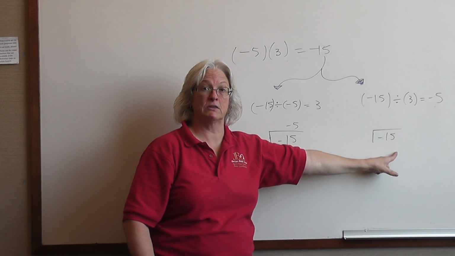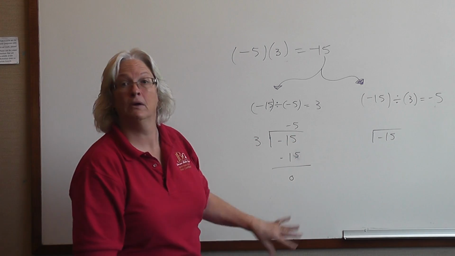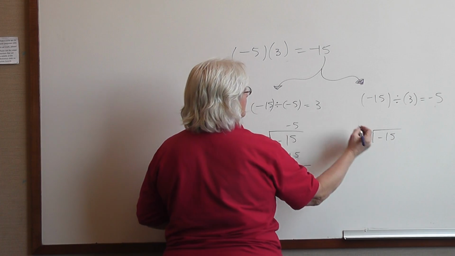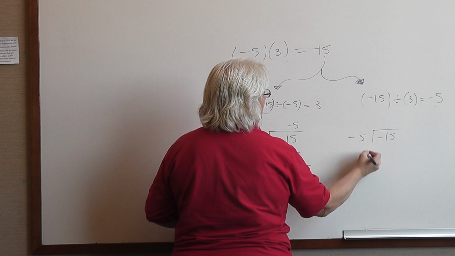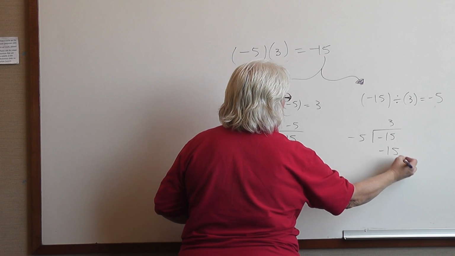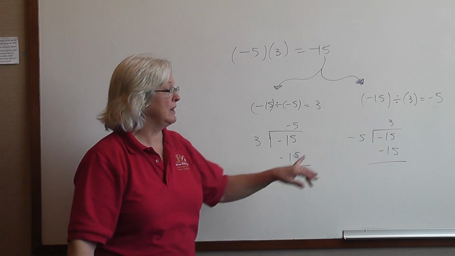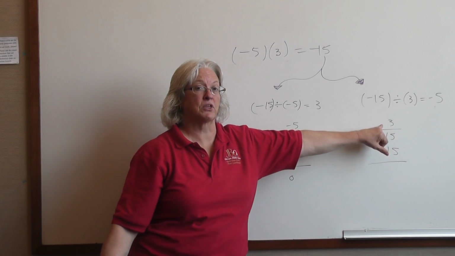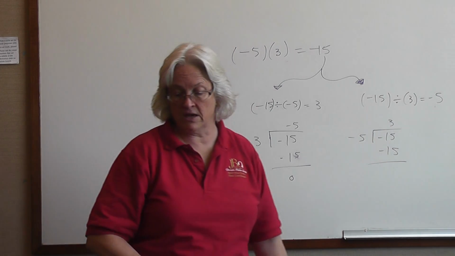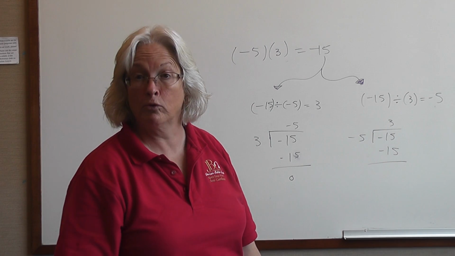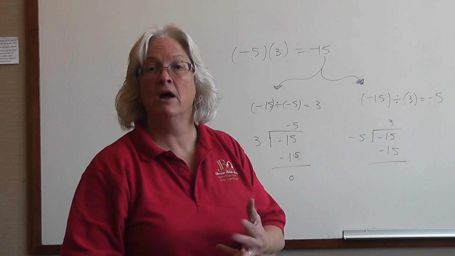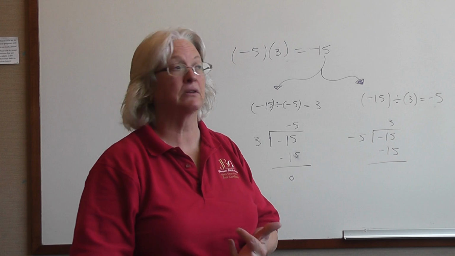Now I want to take this product of negative 15 and divide by a negative 5. Your answer is the remaining factor, which is a 3. Okay, what they're going to do is give you some examples here for your rules for dividing integers, and it talks about divisor, dividend, and quotient.